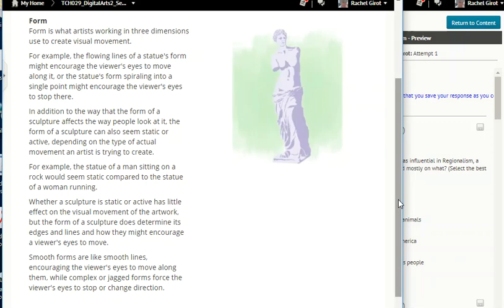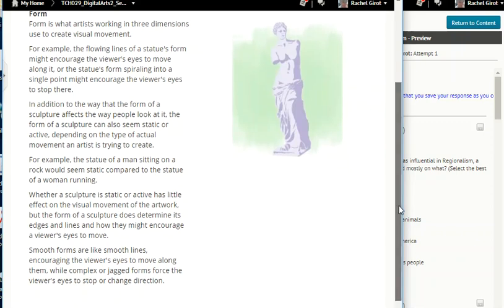Whether a sculpture is static or active has little effect on the visual movement of the artwork, but the form of a sculpture does determine its edges and lines and how they might encourage a viewer's eyes to move. Smooth forms are like smooth lines, encouraging the viewer's eye to move along them, while complex or jagged forms force the viewer's eyes to stop or change direction.